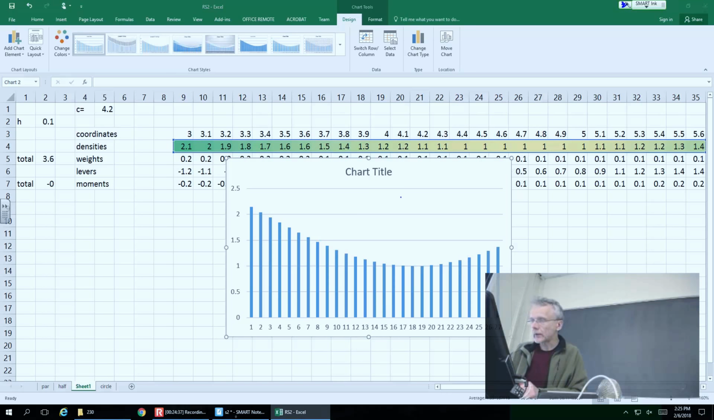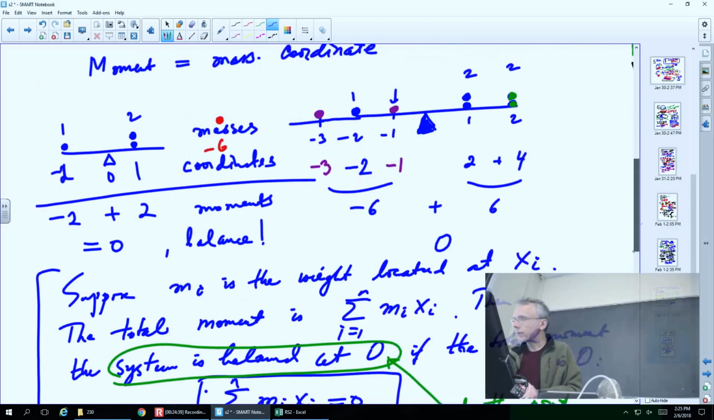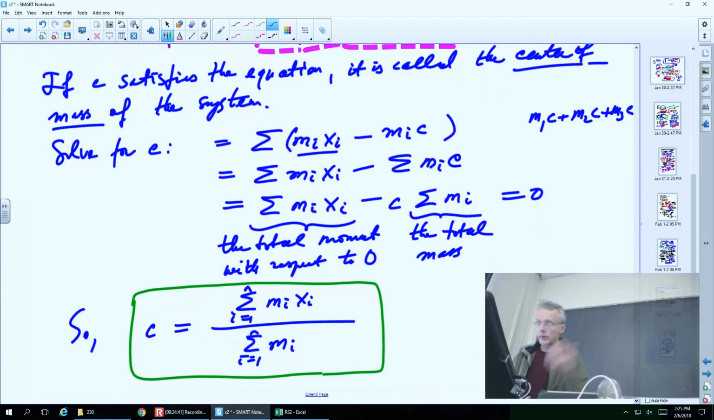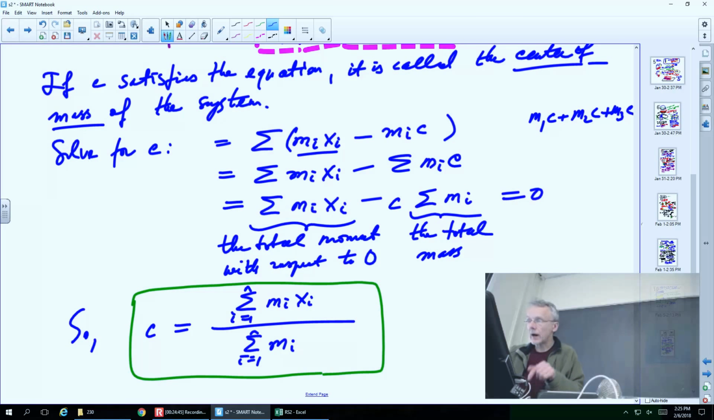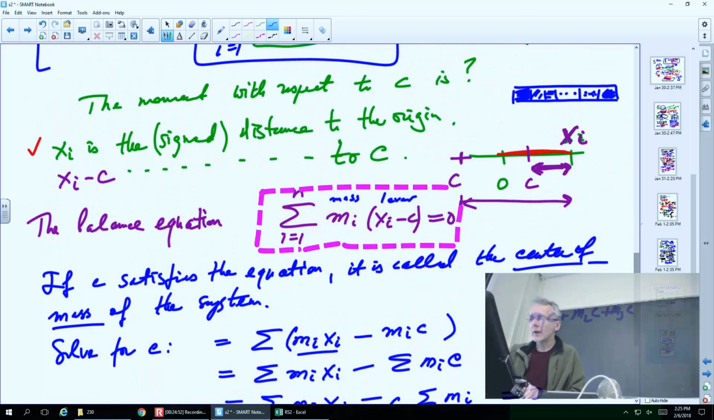Okay, so let's take another look at the formula that we have. The formula is this, right? You can think of this as the definition of the center of mass. It's a balance equation, and C is the definition of a center of mass. It is that C that satisfies the balance equation, which we exactly carried out. So whatever follows, we didn't use right now.